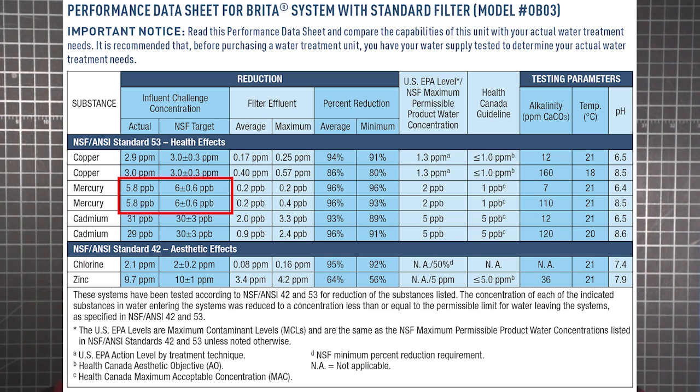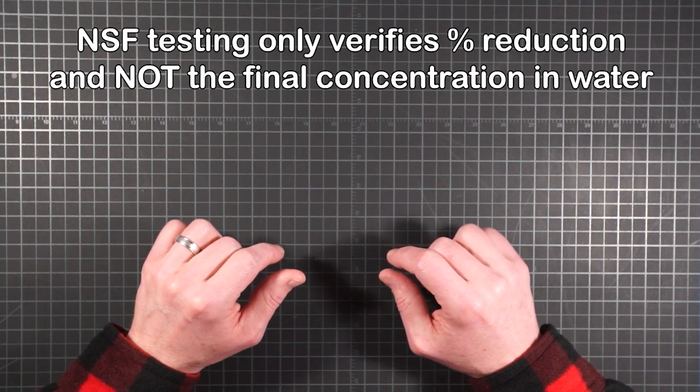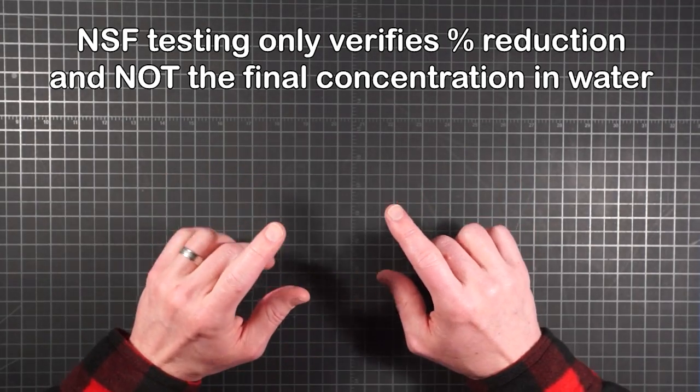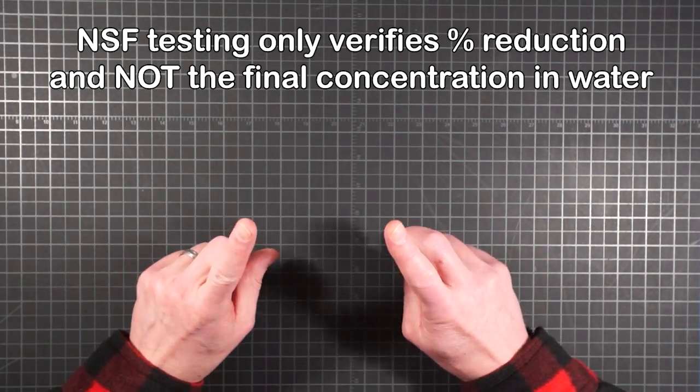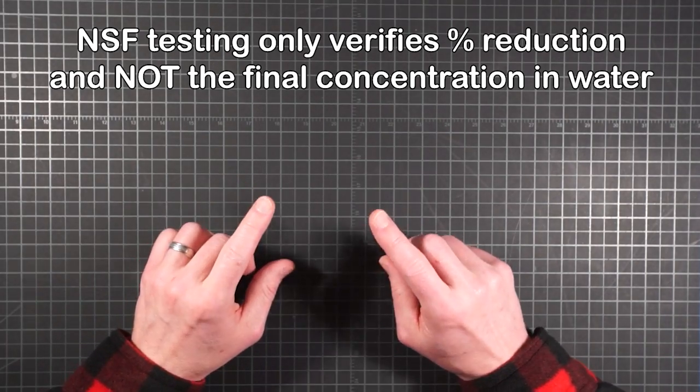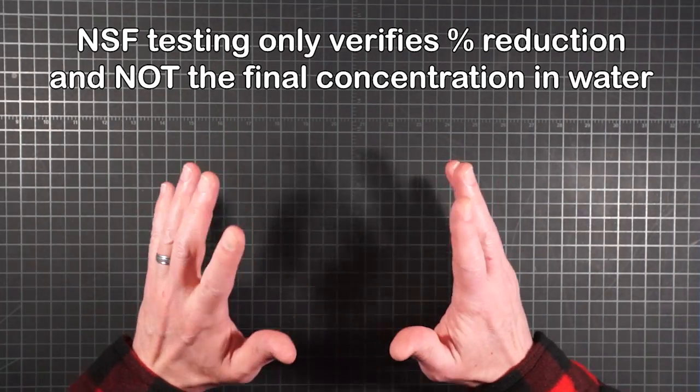But what if the initial concentration of mercury is higher? Then the parts per billion in your filtered water go up. An NSF certification contains no built-in guarantee that the water you drink out of the pitcher won't exceed these EPA limits. All it says is that the filter element has been measured to reduce contaminants by a particular percent.